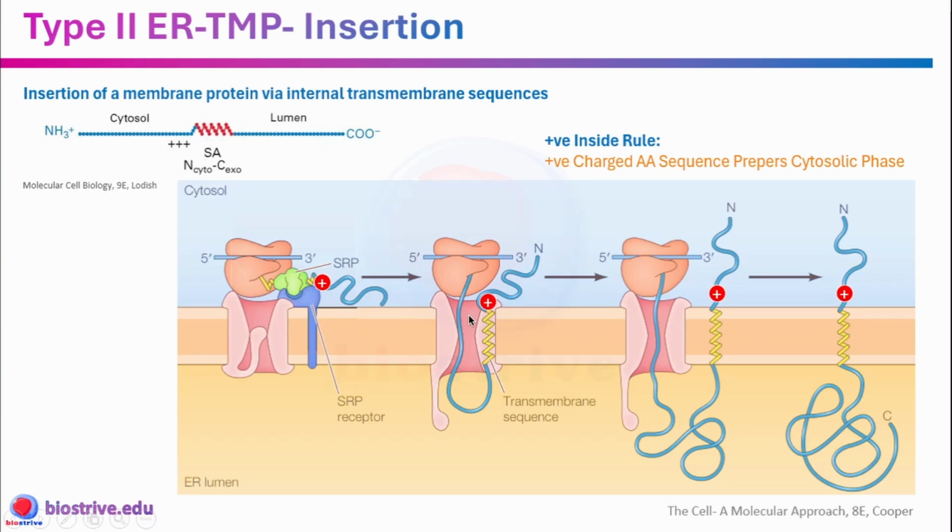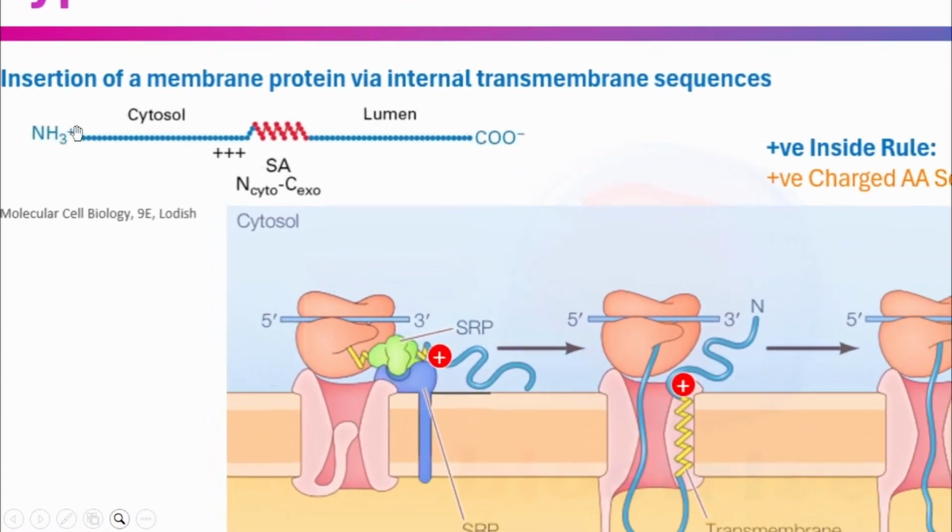Let's talk about type 2 transmembrane protein insertion in the endoplasmic reticulum. Here is the structural map of type 2.